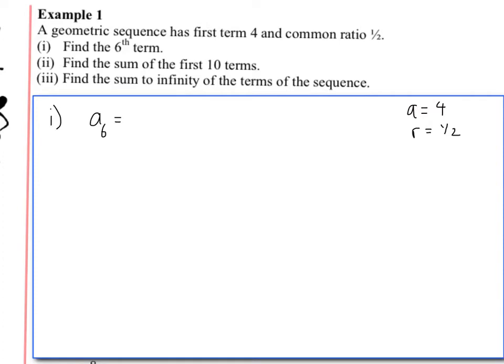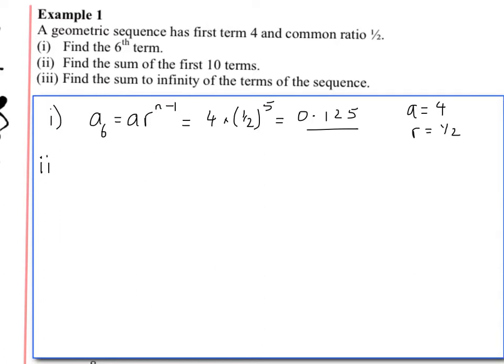is the first term times r to the power of n - 1, and so we've got 4 times a half to the power of 5, and that should give us 0.125.